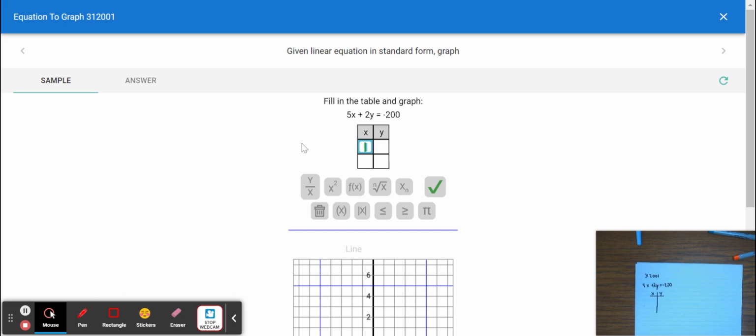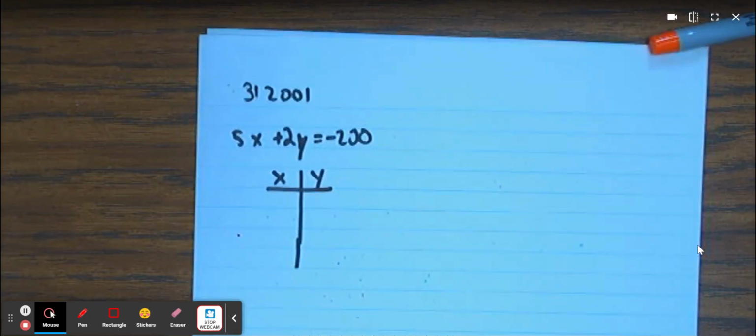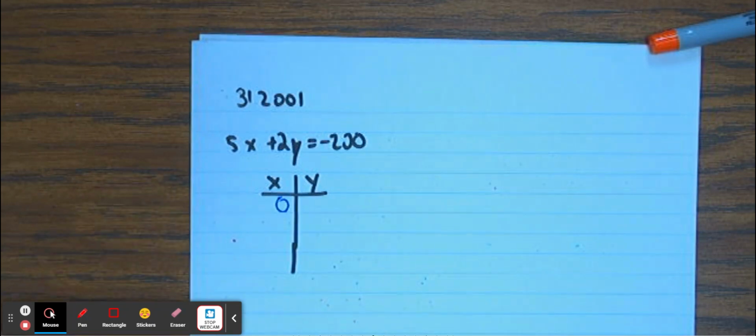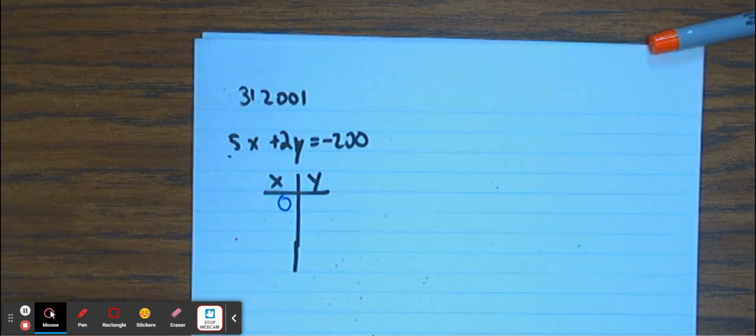Okay, the second kind, they give you an equation with a table, and you can see right here the equation is 5x plus 2y equals negative 200. So I'm going to pull up and show you how we're going to solve this. So they gave us a table. So I always want to try zeros. When I take 0 and substitute it in for x, what am I going to get?